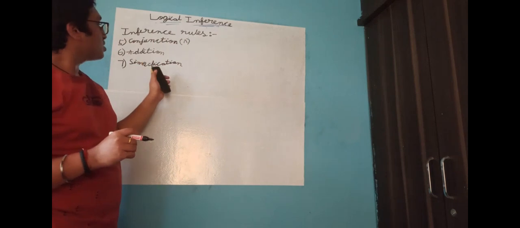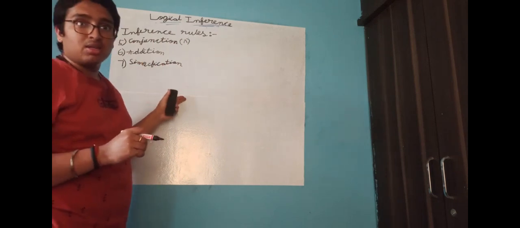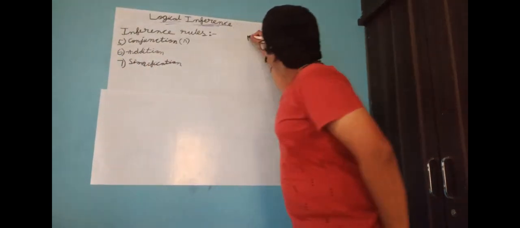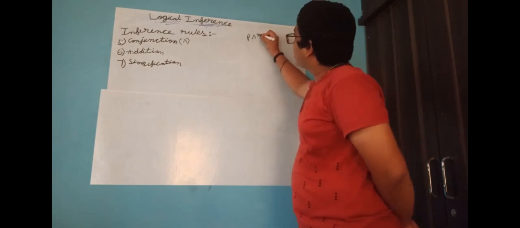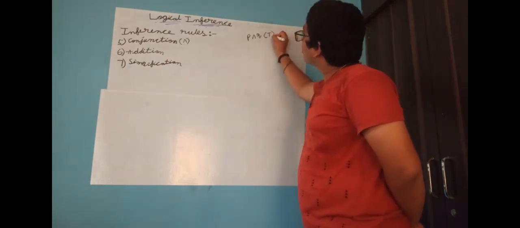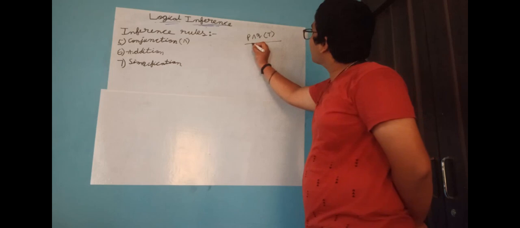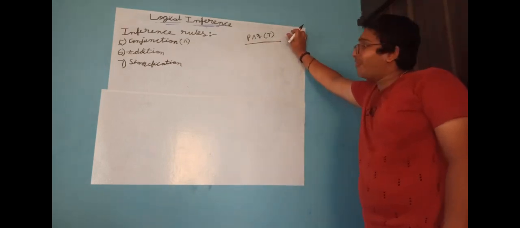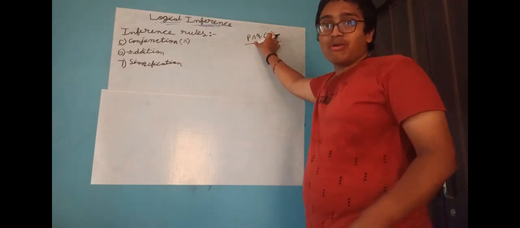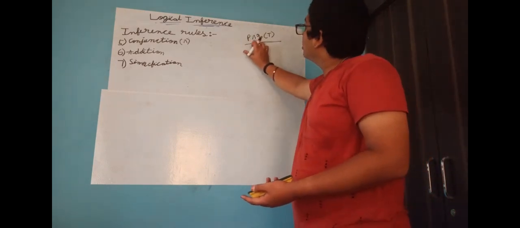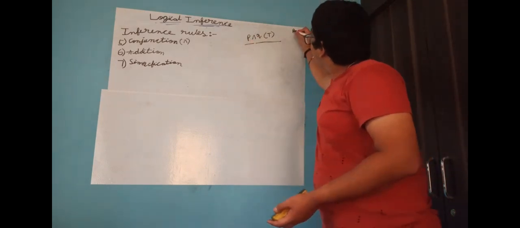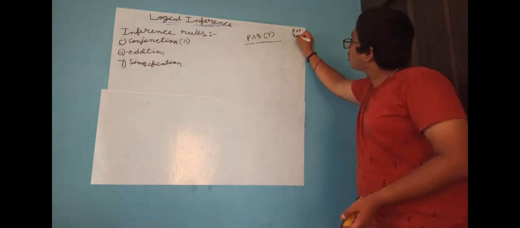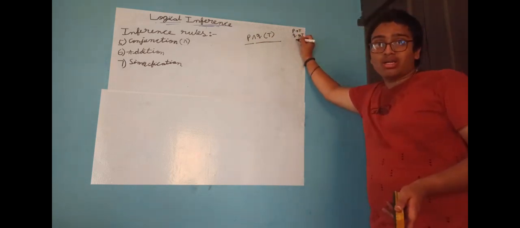Next, simplification. Simplification, nothing but P and Q. If we take P and Q, this is only one premise we have taken. What we are saying is P and Q is true. When will this become true as per our knowledge in AND logic? P and Q means P must be true and Q must be true. This is what we have learnt, right?